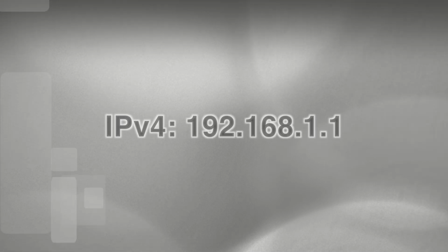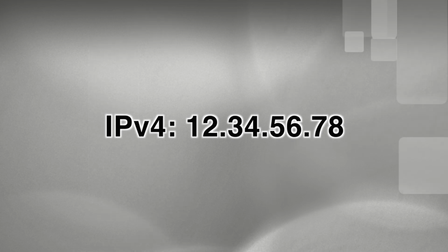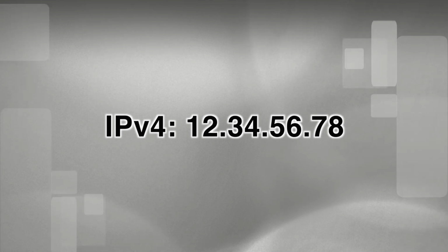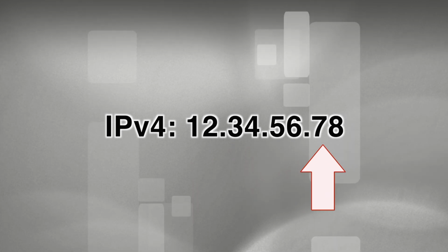Each device in the worldwide network has its own address. It is called an IP address. We have two standards, IPv4 and IPv6, but in this video we will speak only about v4 because it's simpler. IPv4 addresses have a strict format like 12.34.56.78. It's four numbers, each could be from 0 to 255, and they are separated by a dot.